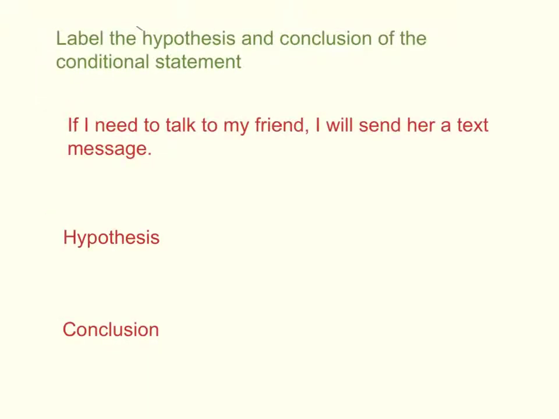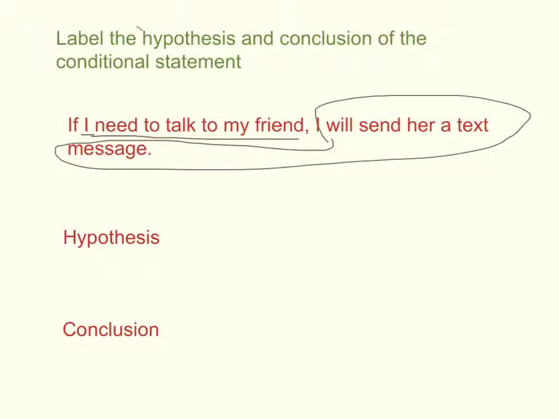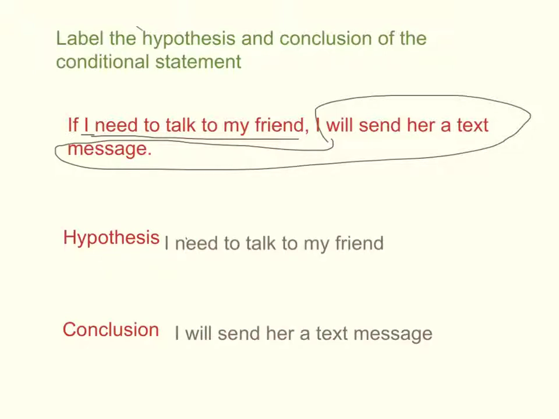But first we'll need to be able to take a sentence, and I want you guys to label the hypothesis and the conclusion. So if we have, if I need to talk to my friend, I will send her a text message. Well, the hypothesis is everything after the if and before the then. And remember, the comma takes the place of the then. And the conclusion is everything after the then. So our answer would be: hypothesis, I need to talk to my friend. Conclusion, I will send her a text message. Pretty simple.